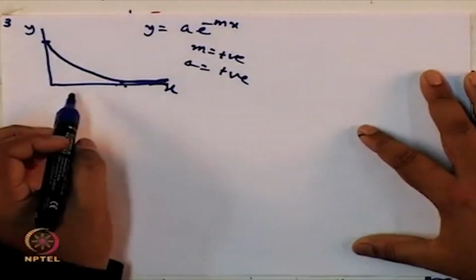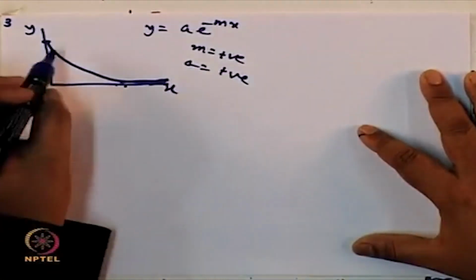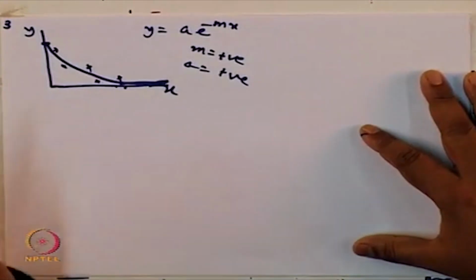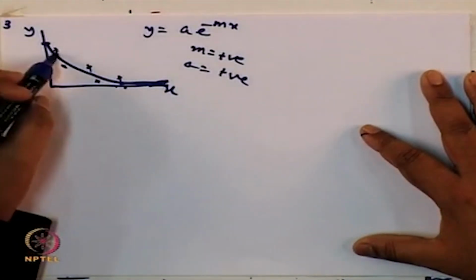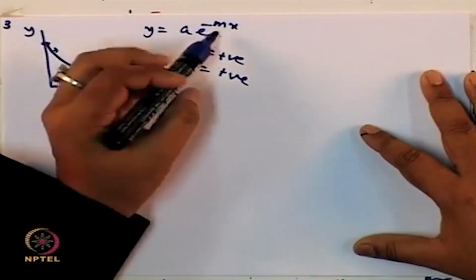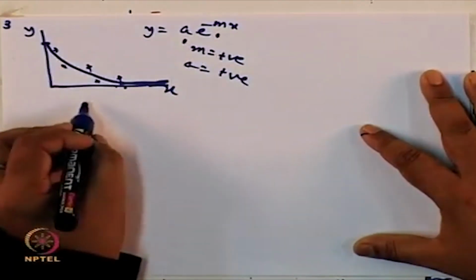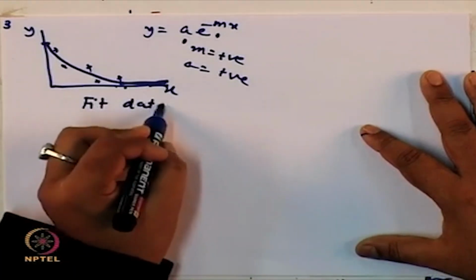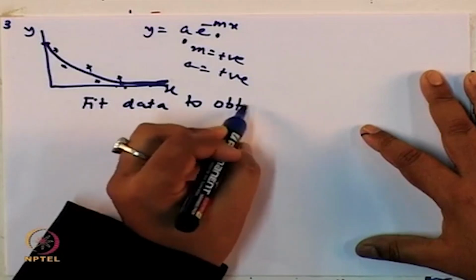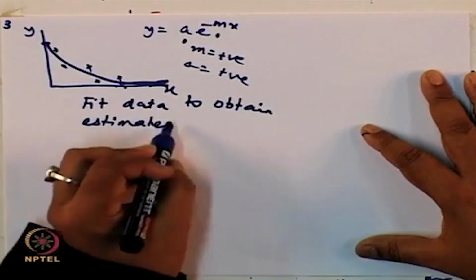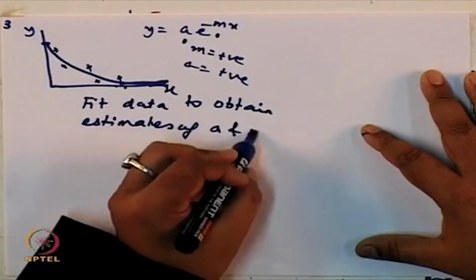So, it is obvious that for this particular kind of curve, for example, if your data was like this, and if this is the nature of your data, then you can fit an exponential with 2 parameters. So, in this case you need to fit the data to obtain estimates of a and m.